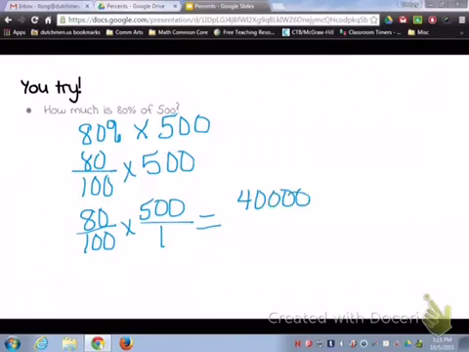40,000 over 100. Then I would divide top and bottom by 100, and when I do, that gives me 400. So 400 is 80% of 500.